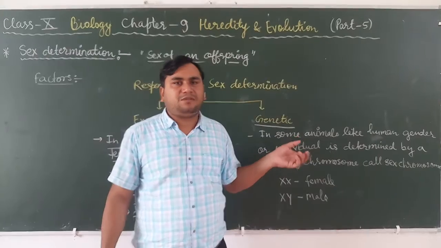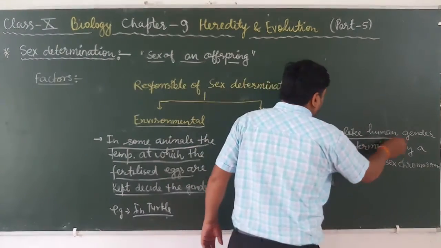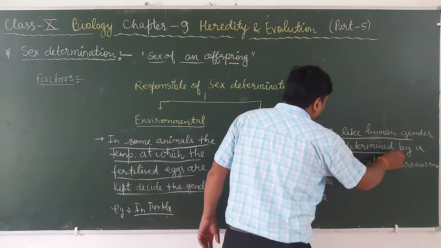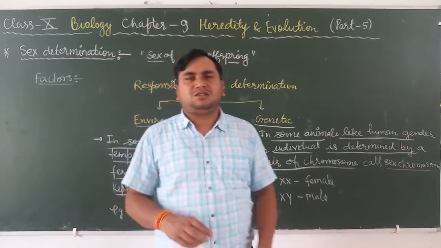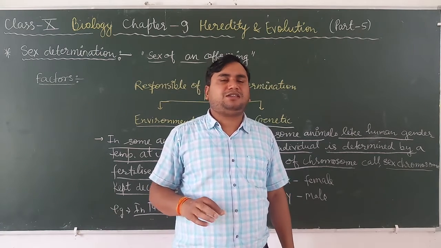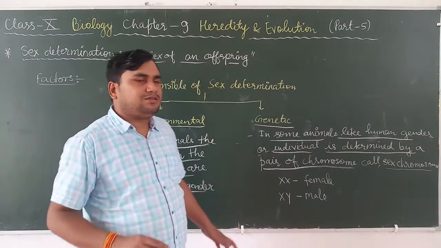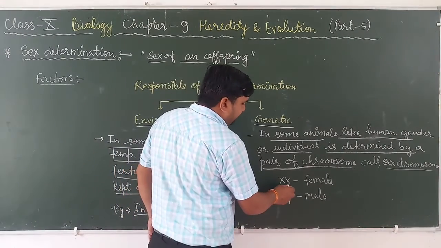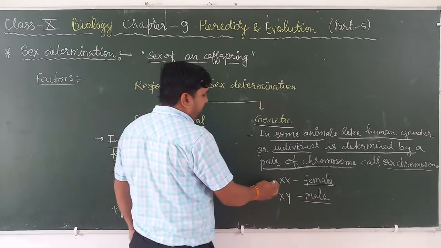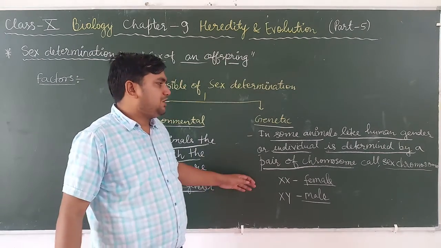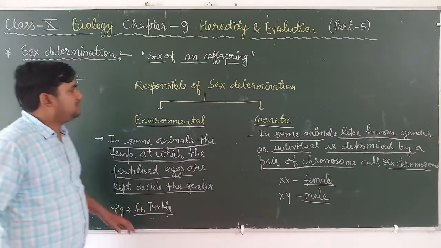Second one is on the basis of genetic level. In some animals, just like human beings, the sex of an individual is determined by a pair of chromosomes, that is called sex chromosome. In humans, sex chromosome is XX, capital XX shows the female and capital XY shows the male. These chromosomes determine the sex of that particular organism in human beings.